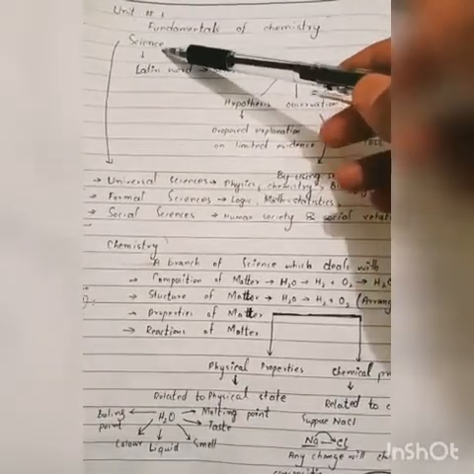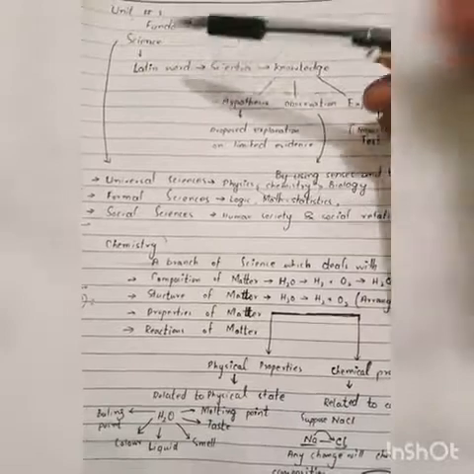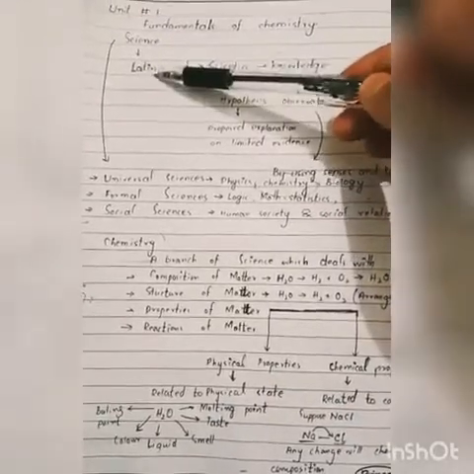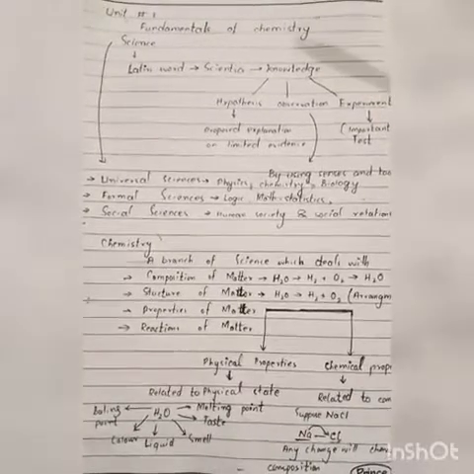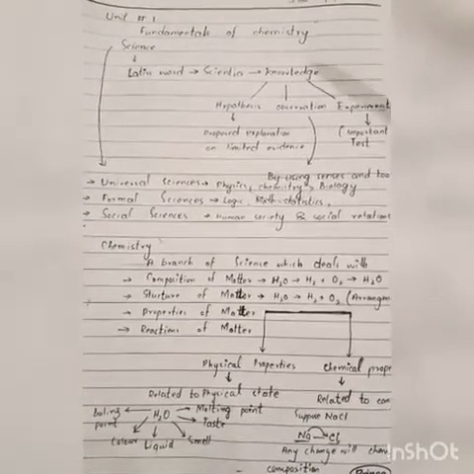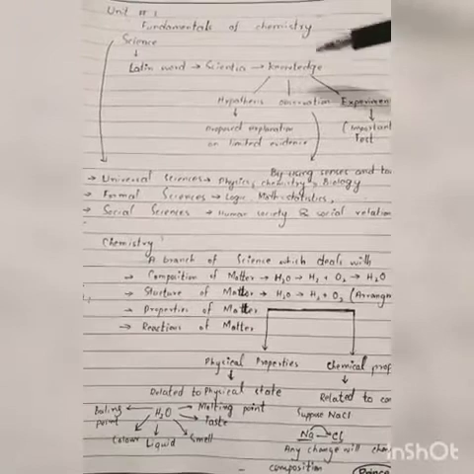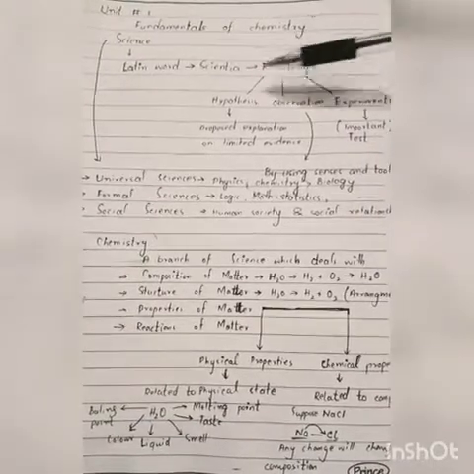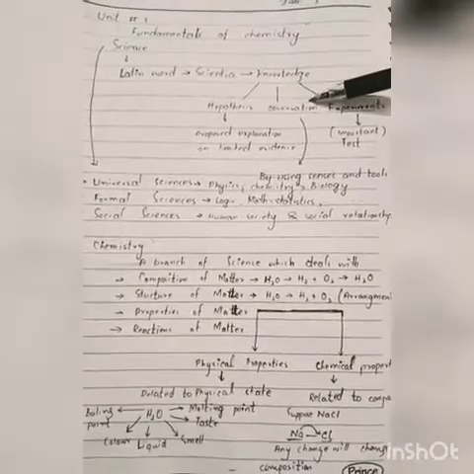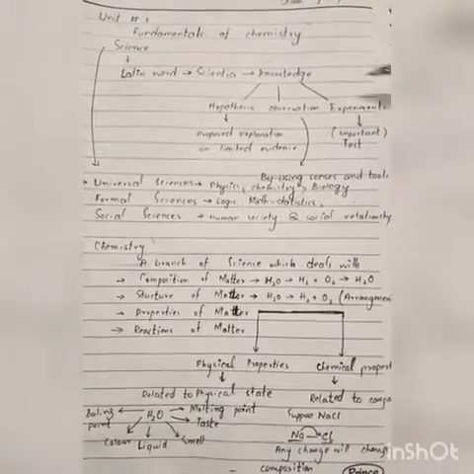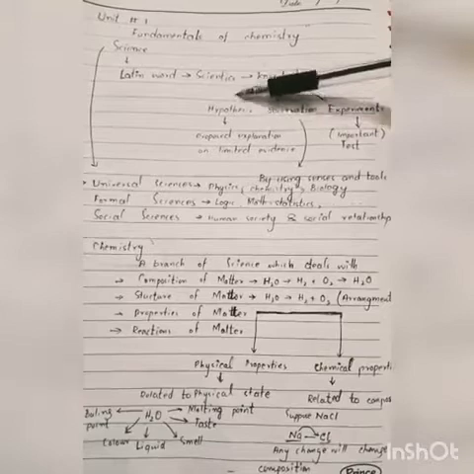The first term is science. You are well aware of science. Science is derived from a Latin word, scientia, which means knowledge. Biology, Islamiyat, English, Urdu, all are knowledge, but what kind of knowledge is science? Science is knowledge which we gain with the help of hypothesis, observation, and experiments. I will shortly explain these three terms.